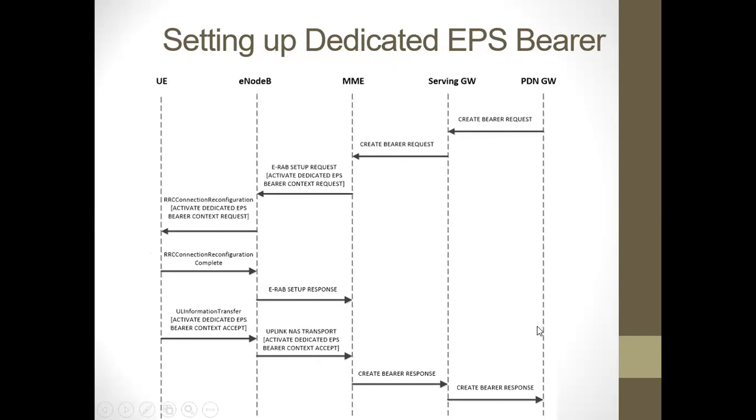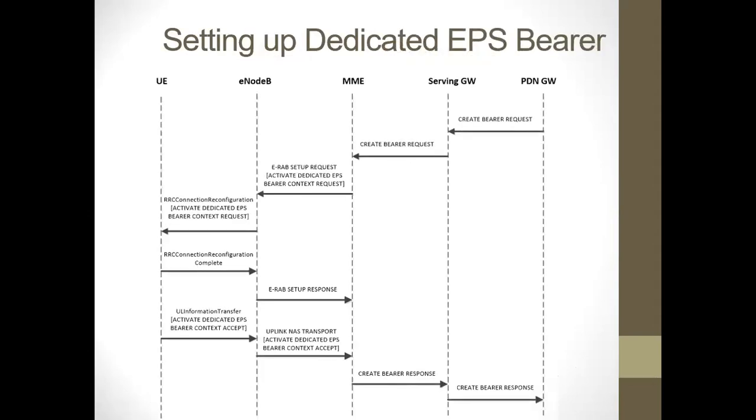For the serving gateway and PDN gateway part, this response goes to the serving gateway and then the PDN gateway. So ultimately, for this request, the PDN gateway receives the response, and then data transfer can be initiated using this new dedicated EPS bearer. So bearer establishment is completed here. Now, this can take place when you are in RRC connected state.